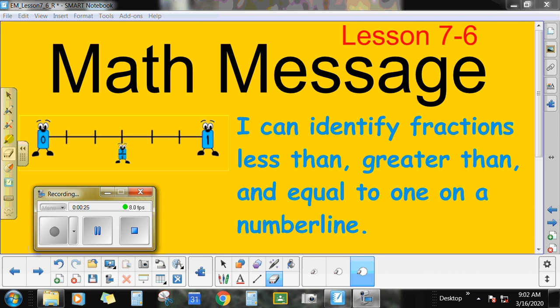So if you need to pause the video for a couple of seconds while you go and gather your materials, and then we'll get started.